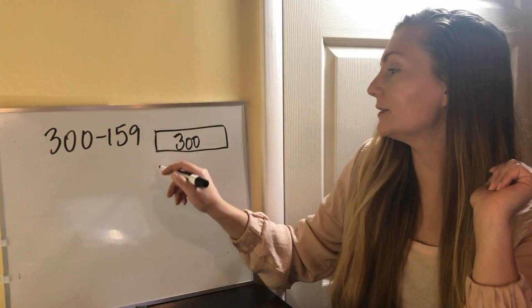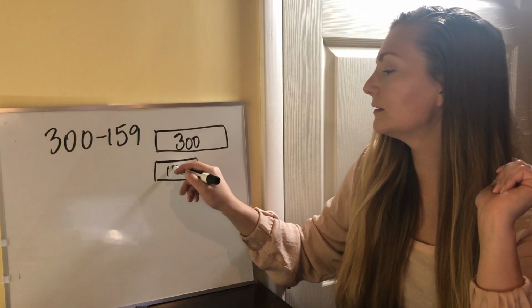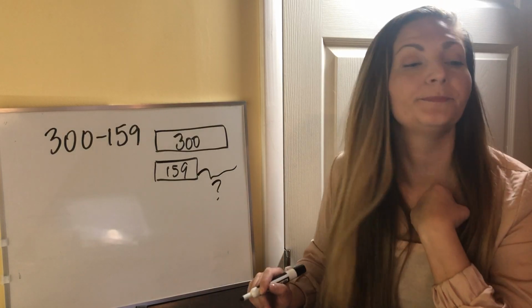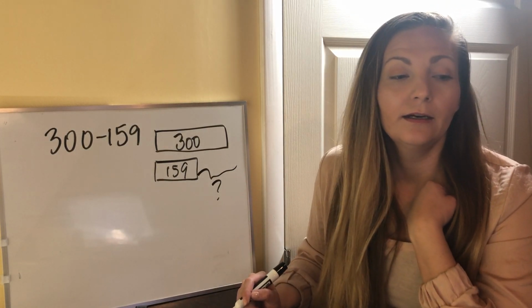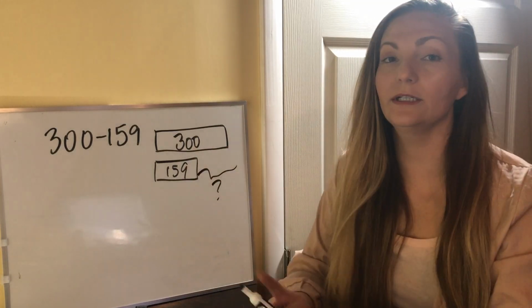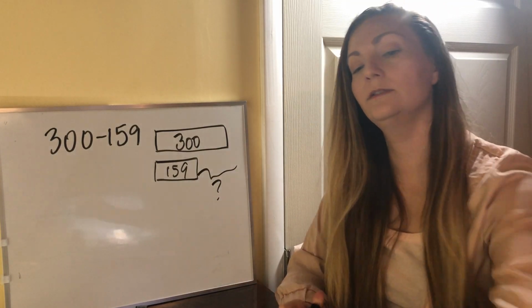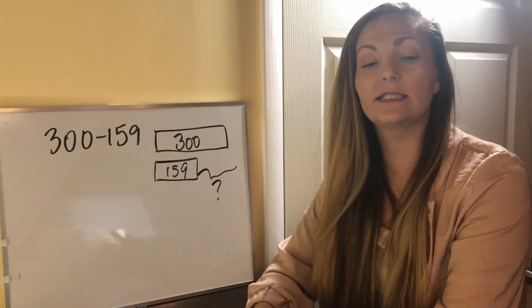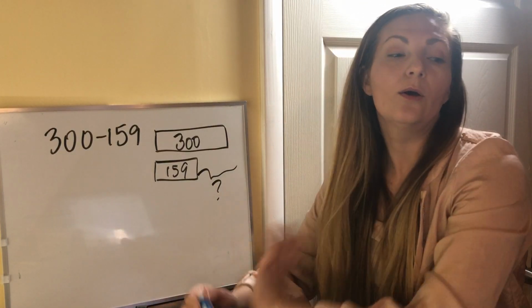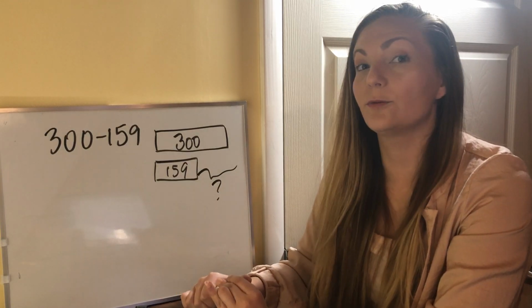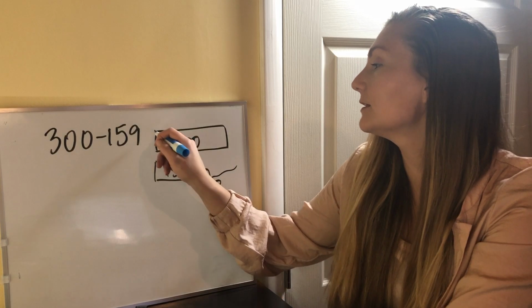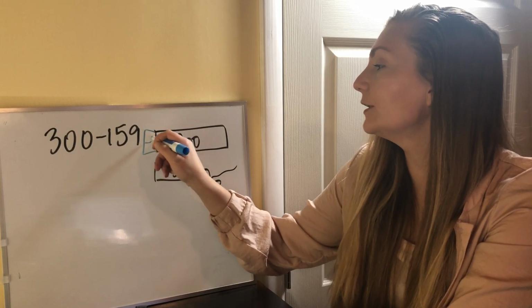Hang on, I'll show you what I'm talking about. So I've got this, take away this, and we are looking for what's left. But this is a hard number to subtract from because of all the zeros. So instead, what if I just make this number a little bit easier to work with? What if I take away 1? Let's see what happens. I'm going to take away 1.